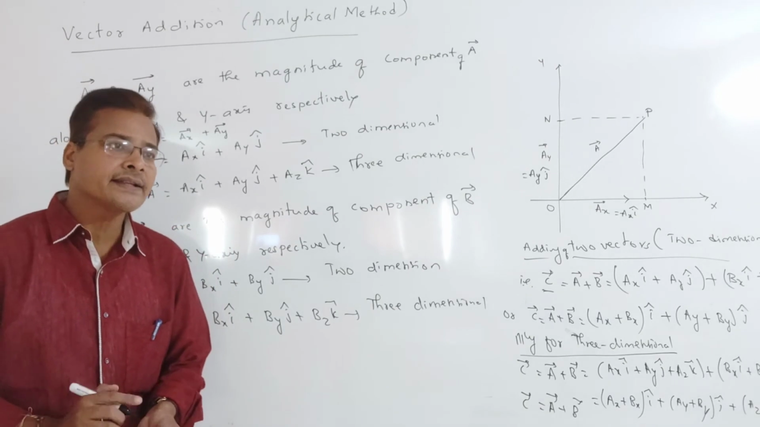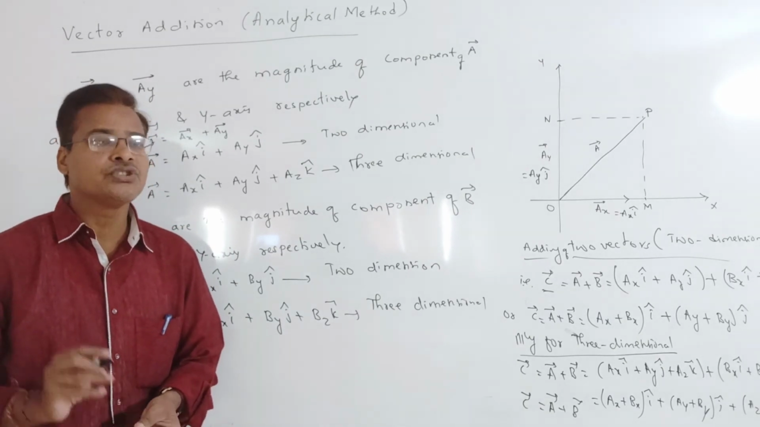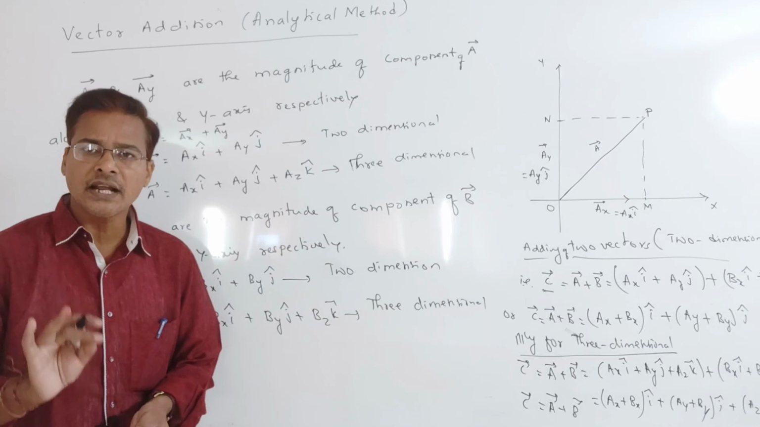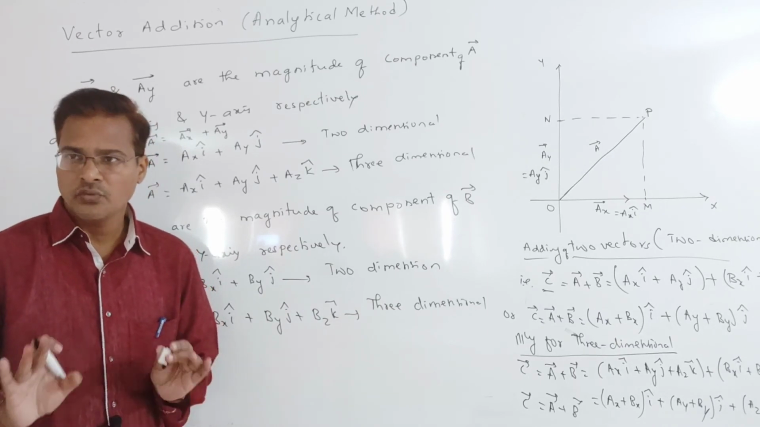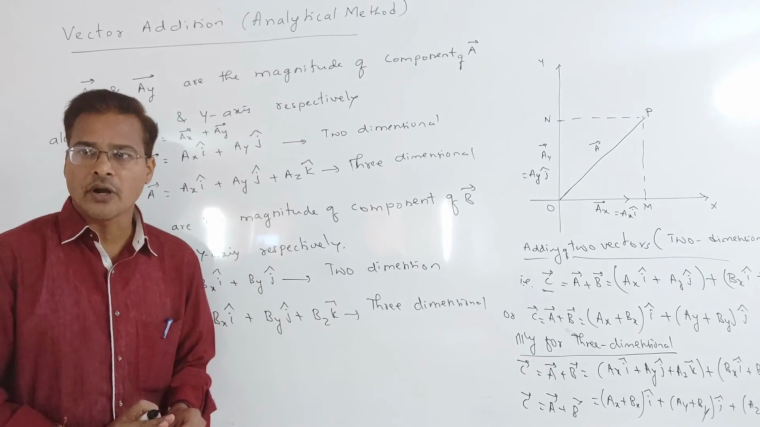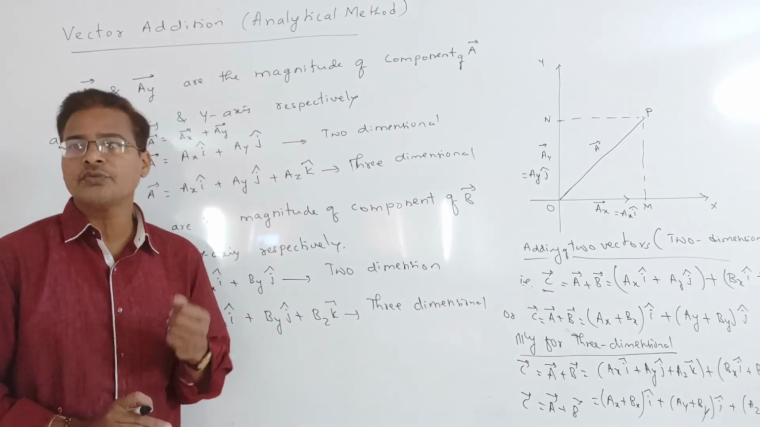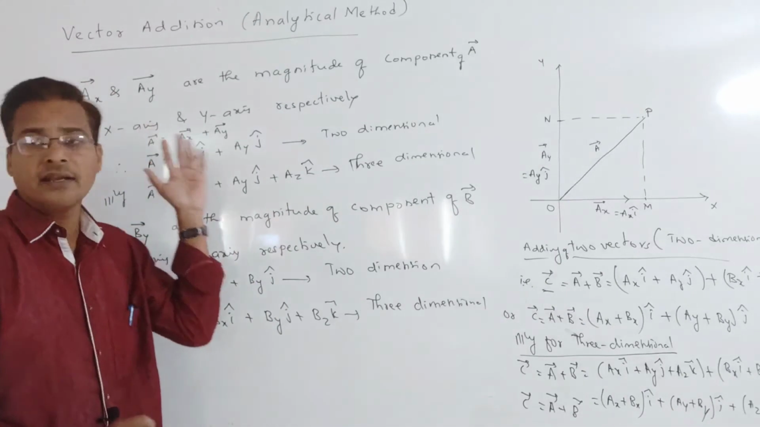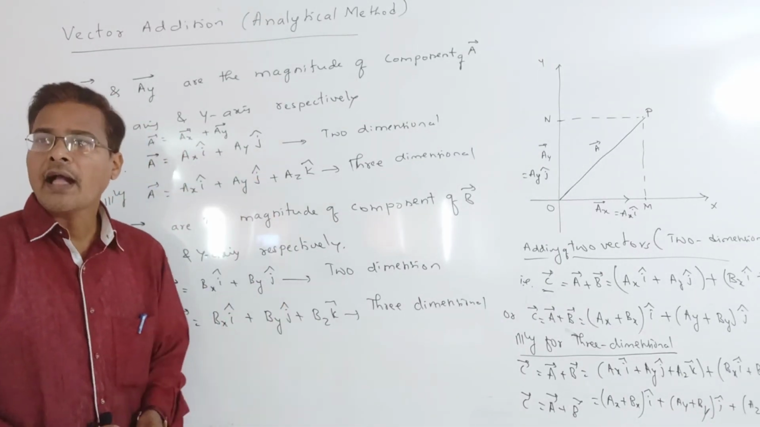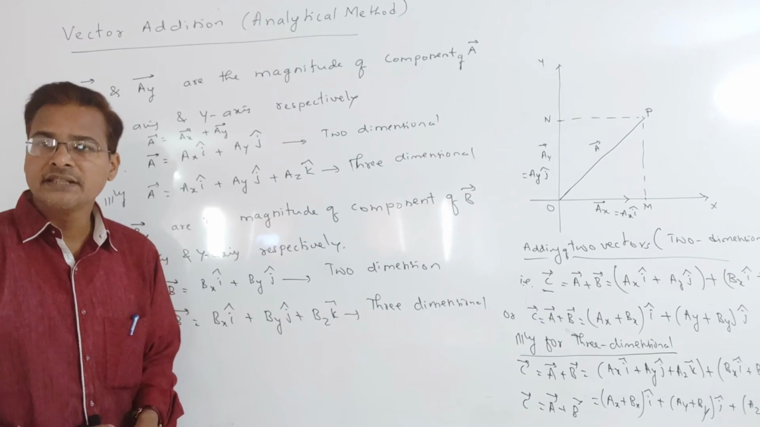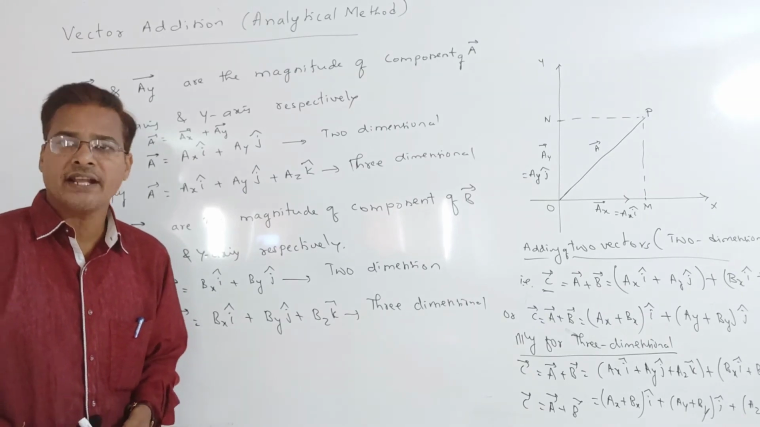Already we have added vectors using some laws: triangle law of vector addition, parallelogram law of vector addition. So by that method we got it. Another method also we can take, that is analytical method. By using the analytical method also we can add the vectors, means the ones which are in the same directions.